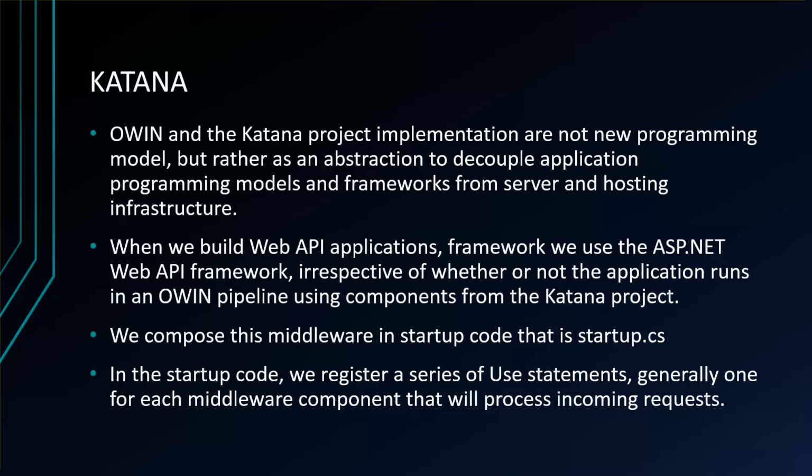When we build web API applications and frameworks, we use ASP.NET and the Web API framework, irrespective of whether or not the application runs on the OWIN pipeline using these components from the Katana project. We compose this middleware in the startup code, as I told you earlier. There is a startup.cs where we have the constructor, Configure and ConfigureServices. In the Configure method, we can build our own middleware. In the startup code, we can register a series of Use statements. We can register our middleware, generally one for each middleware component that will process the incoming request.